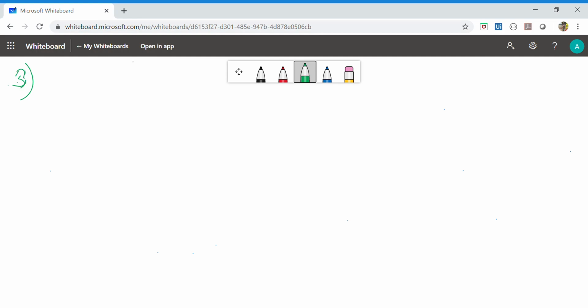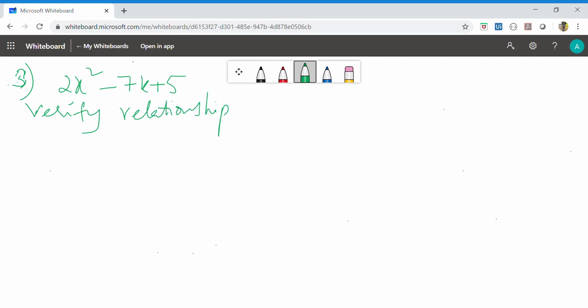Third question. Find the zeros of a quadratic polynomial 2x square minus 7x plus 5 and verify the relationship between zeros and coefficients. So to find these zeros, what you have to do?